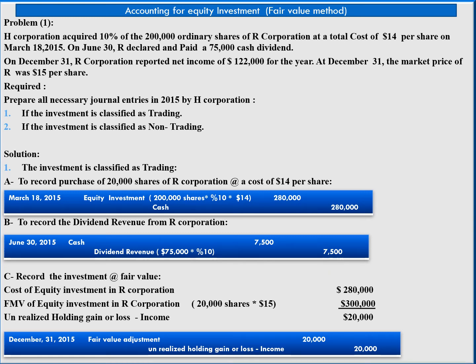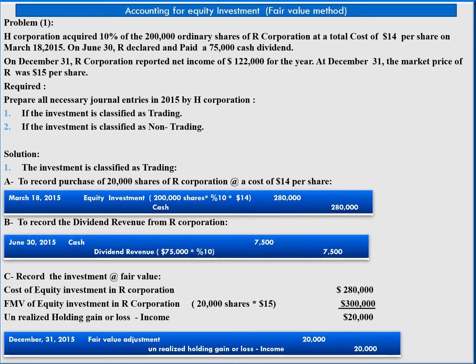Problem 1. H Corporation acquired 10% of the 200,000 ordinary shares of R Corporation at a total cost of $14 per share on March 18, 2015. On June 30, R declared and paid a $75,000 cash dividend. On December 31, R Corporation reported net income of $122,000 for the year. At December 31, the market price of R was $15 per share.